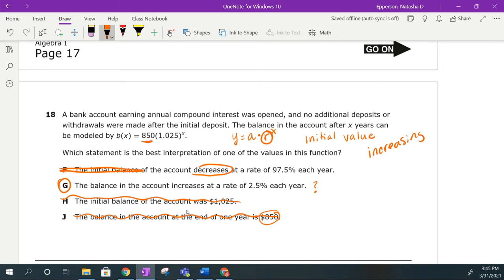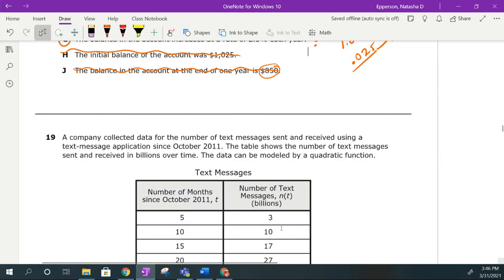If I look at this, when I take 1.025 and I subtract 1 from it, that gives me 0.025. And if I want to convert that to a percentage, that would become 2.5%. So we are good to go on number 18.